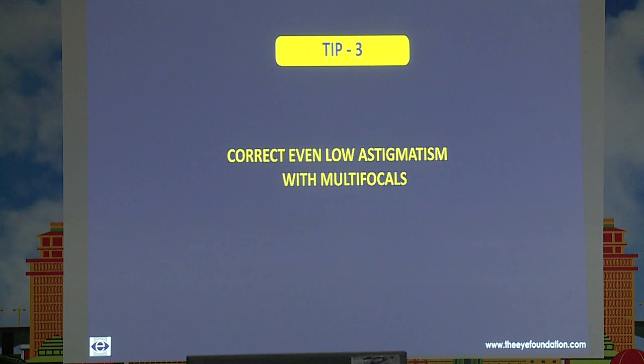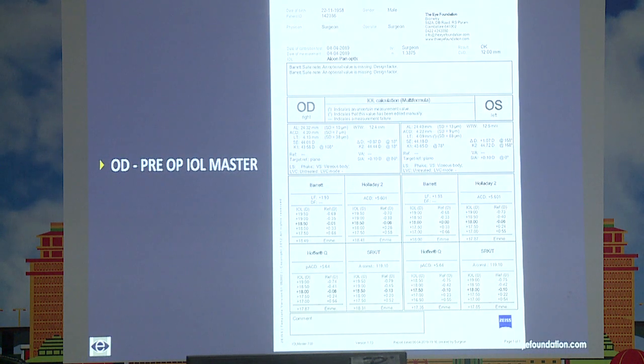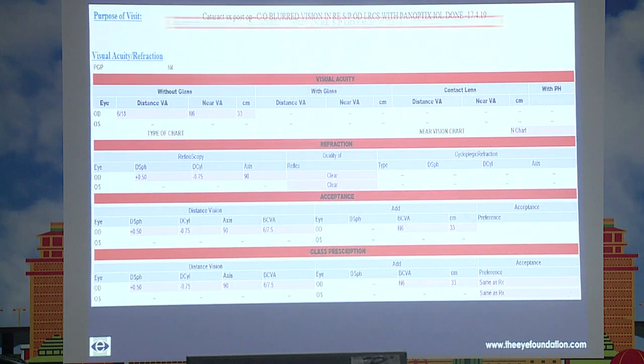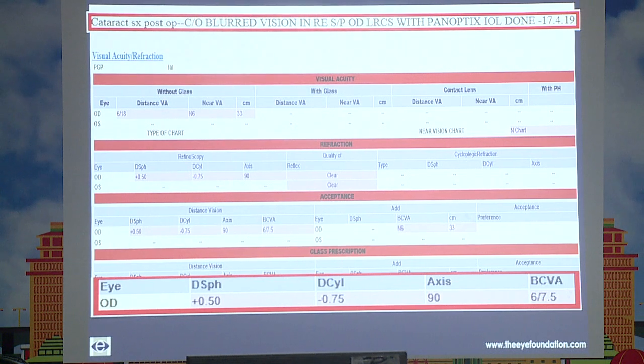Correcting even low astigmatism with multifocals is extremely important, and as you can see over here, this was a patient who underwent a trifocal intraocular lens implant, and seemed to have less than a diopter of corneal astigmatism against the rule. This was about 4 years back. We implanted a trifocal PanOptix lens, and what the patient ended up with was an excellent near visual acuity of N6, but a significant mixed astigmatism, because of which the patient is unhappy, and you can see that he had an uncorrected visual acuity of 6/12.